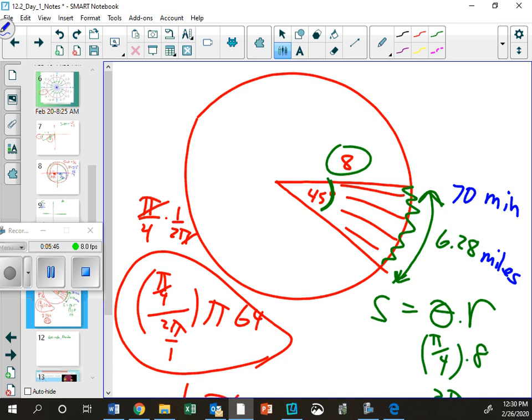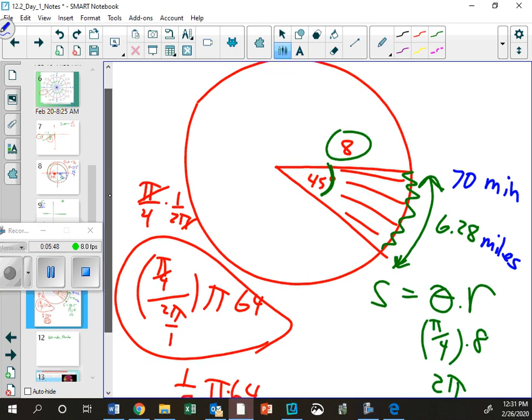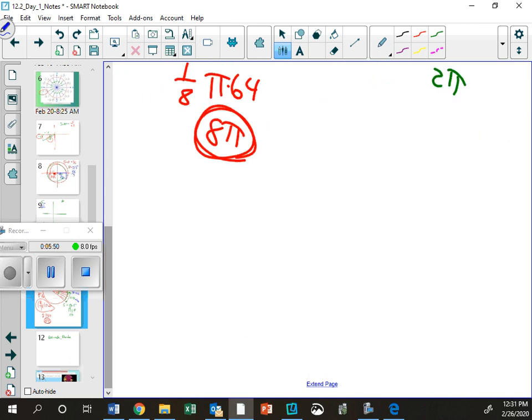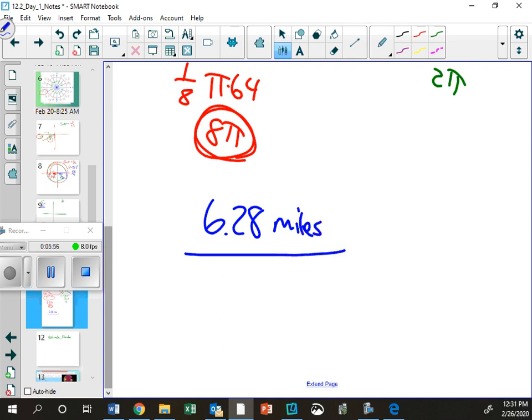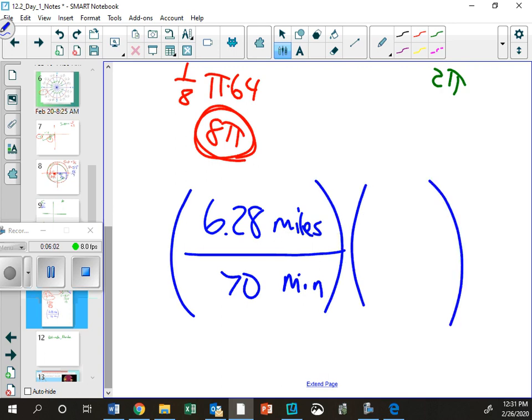Pausing for a second. Okay, so I hope you started with a rate. 6.28 miles per 70 minutes. And that was not the one we wanted. We wanted miles per hour, so we just had to change one thing. You put minutes there just right away because you know you want them to cancel.